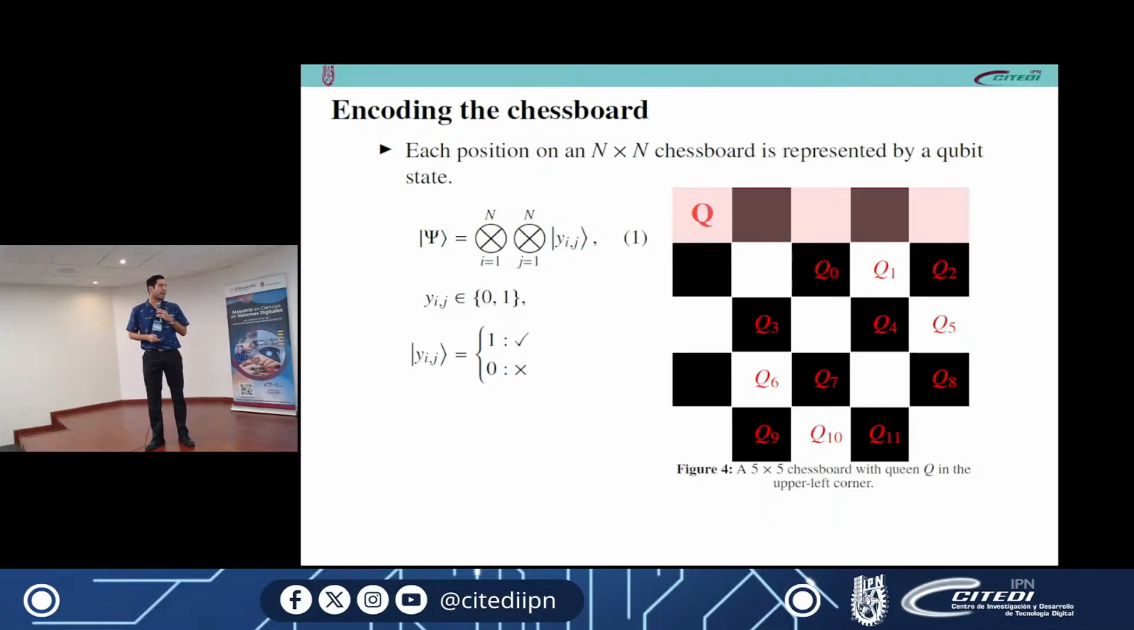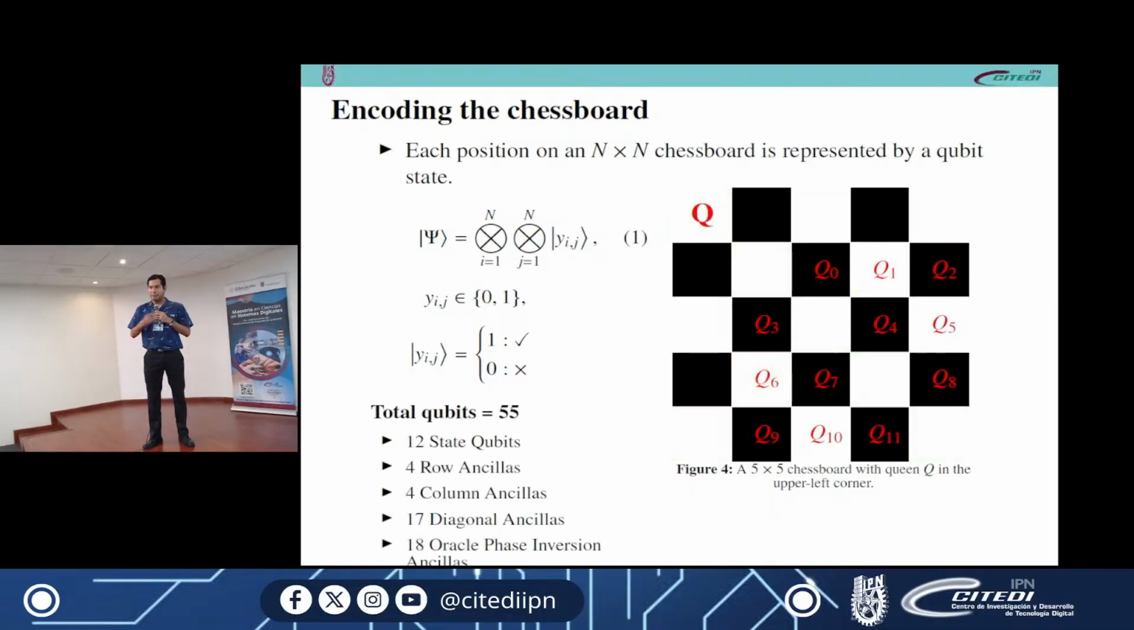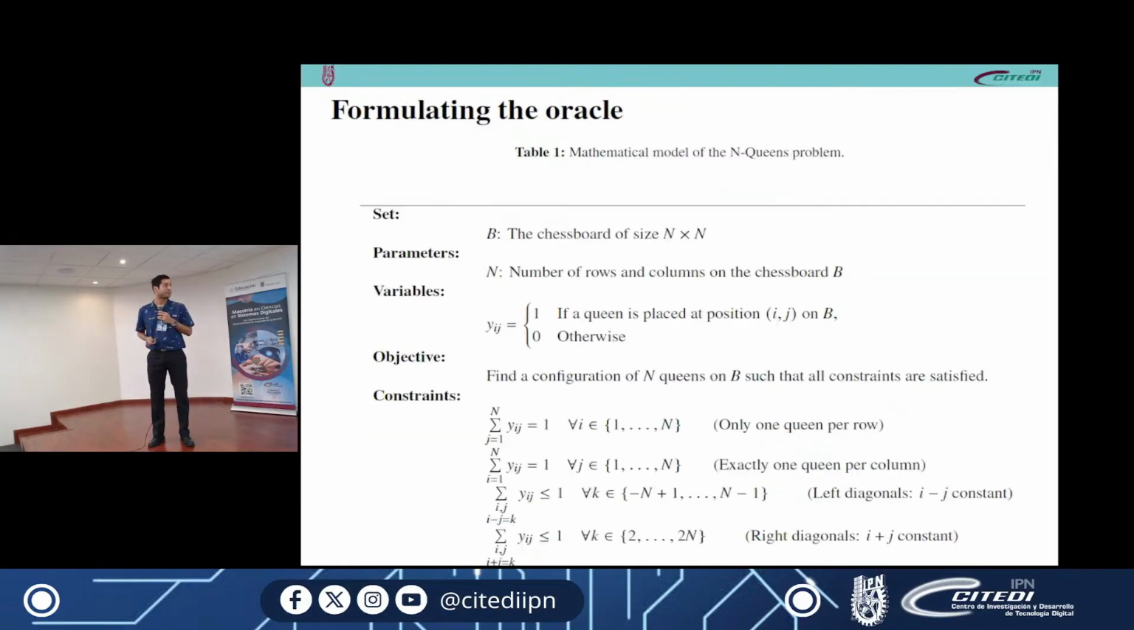We're now going to look at what constraints we have to define, because we have to look at the rows, the columns, and the diagonals. If we consider all these qubits, we have a total of 55 qubits: 12 for the state qubits like we mentioned, 4 for columns, 4 for rows, and then the diagonals, which are a bit more complex, with a total of 17 including ancillas, and 18 for the oracle phase inversion, which amounts, like we said, to a total of 55 qubits.